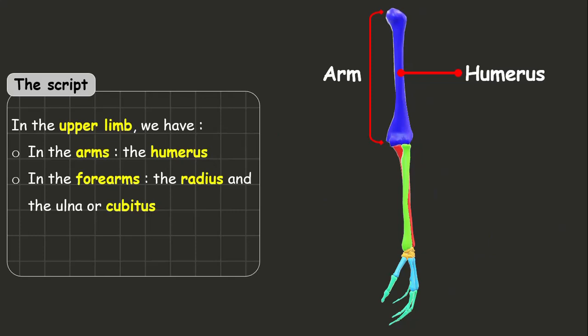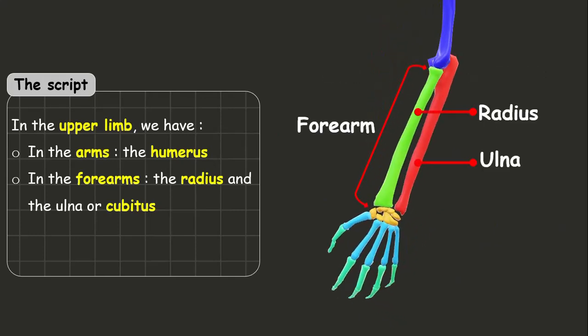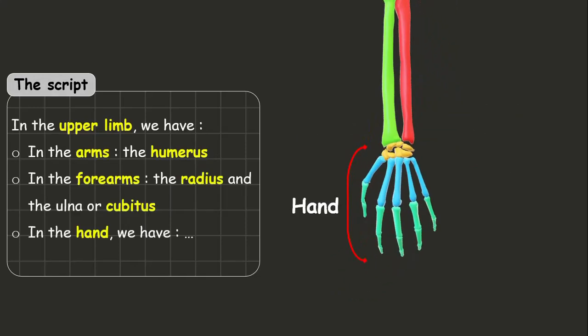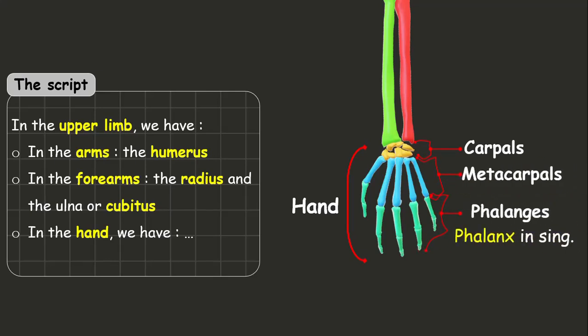In the upper limb, we have in the arm the humerus, in the forearm the radius and the ulna, and in the hand we find the carpals, the metacarpals, and the phalanges of the hand. And we say phalanges in plural, but in singular we say phalanx.